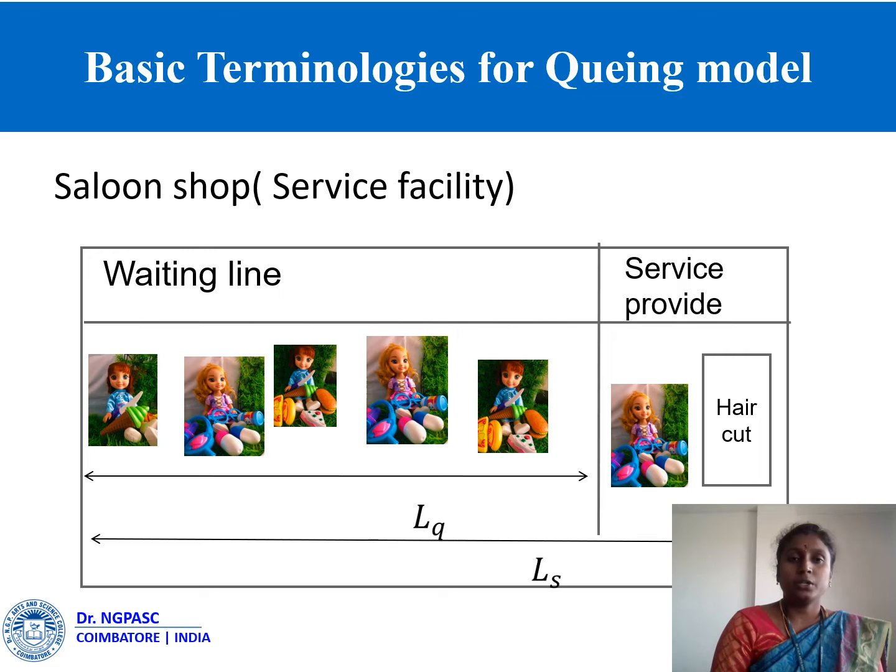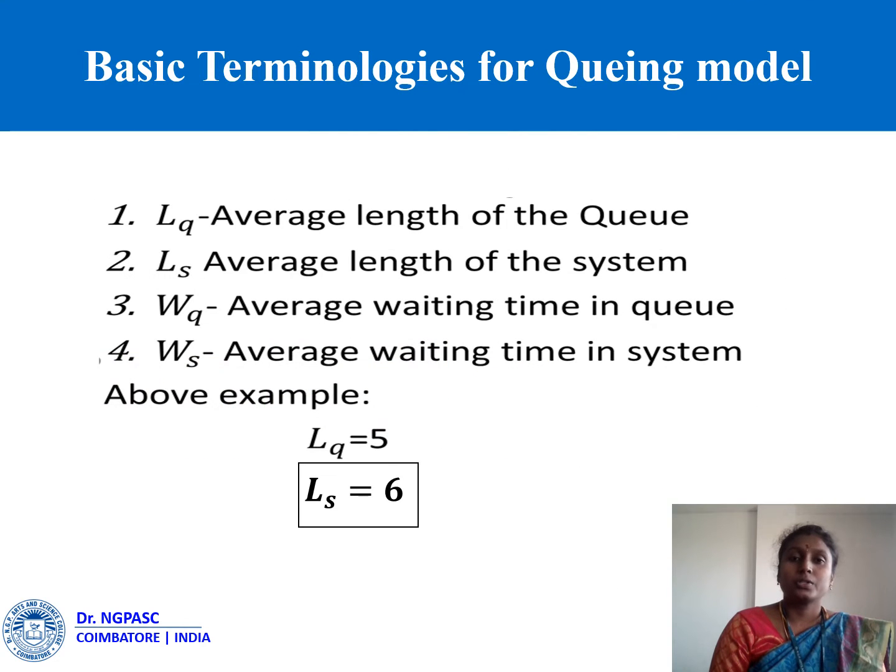Basic terminologies for queuing model. We consider the saloon shop. How many customers are waiting in the queue before the service, that is called Lq, the average length of the queue, and how many customers are waiting in the whole system, that is called Ls. So Lq is the average length of the queue and Ls is the average length of the system.